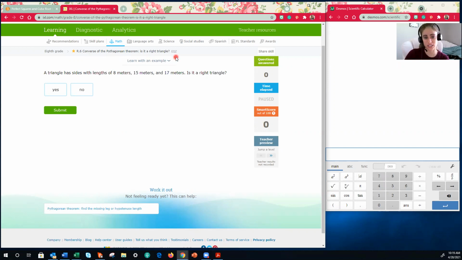So the purpose of this assignment is to use the Pythagorean theorem to determine if a triangle is a right triangle or not. The reason the Pythagorean theorem helps us with this is because the Pythagorean theorem only works on right triangles. It doesn't work if they're an acute or an obtuse triangle. So before we get started, let's refresh our memory on what the Pythagorean theorem is.